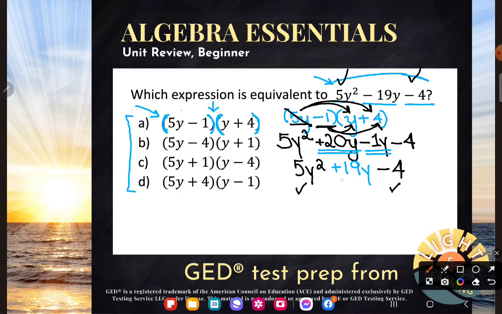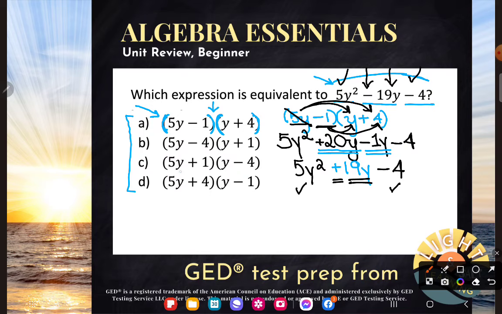But watch your signs. This one has plus 19y, and the one we were looking for was minus 19y. And so that one is not going to work. But I got to tell you, with it just being a sign error, I kind of want to try one with the same numbers but different signs. Let's see. So 5y minus 1.